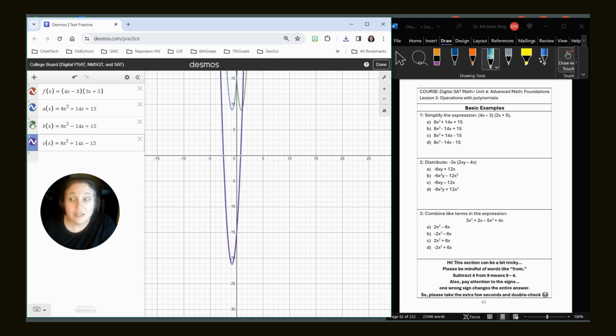That's the one. Look what happens when I turn off the blue and the green. It's just red and purple. Okay, so because it's just red and purple, I know that that is going to be my correct answer.